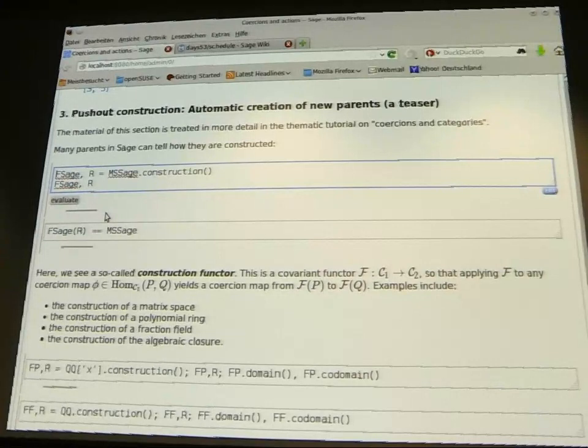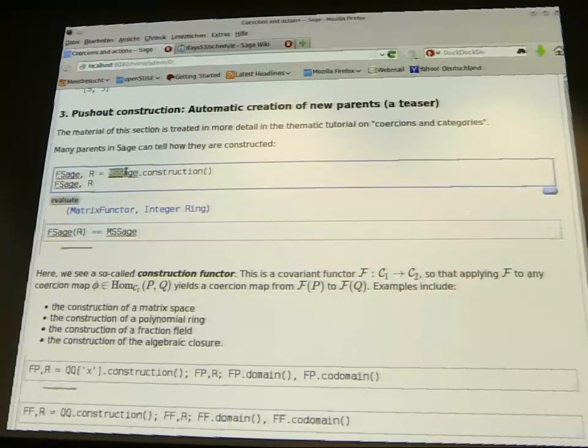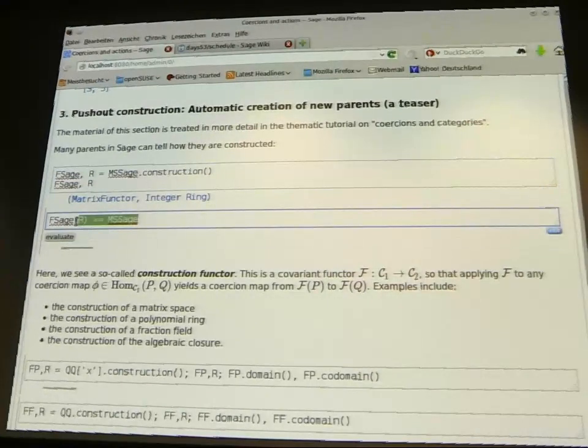How is this implemented? Well, many parents in Sage can tell how they were constructed. For example, we have this matrix space here. In the construction, well, there's a method called construction returning two items, namely a ring to start with, R, which is an integer ring, and then there's something here in this case called matrix functor. So in other words, the matrix functor is a functor that takes any ring and converts it into, in this case, a matrix space with two columns and two rows.